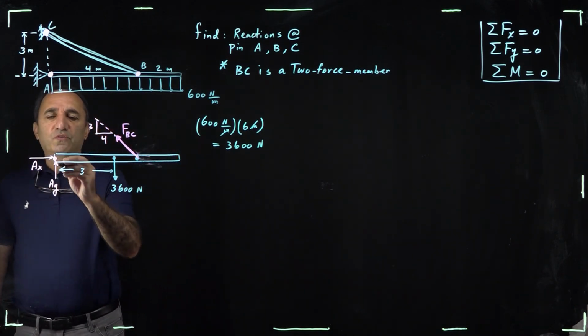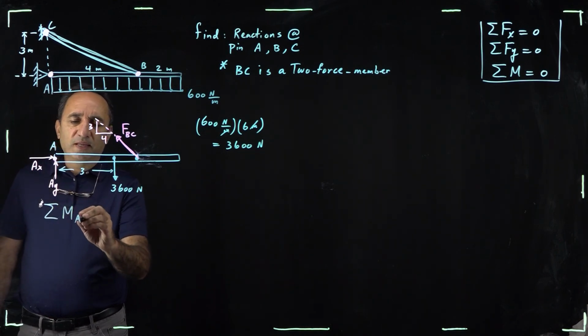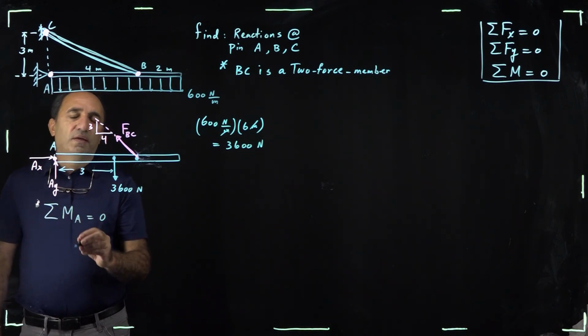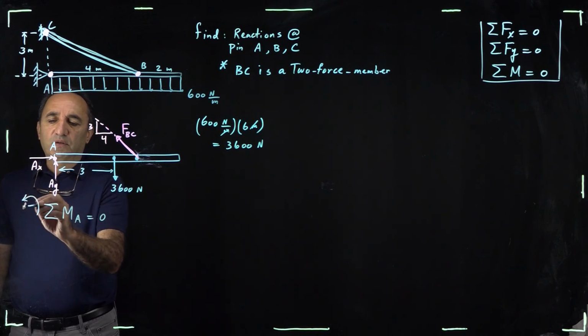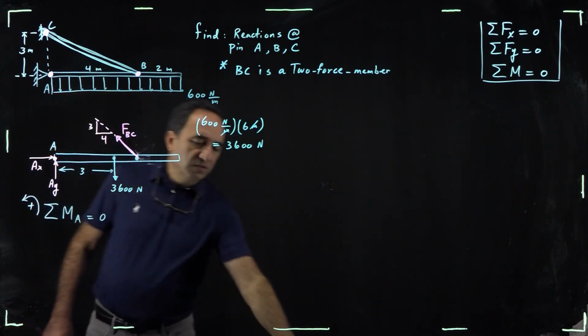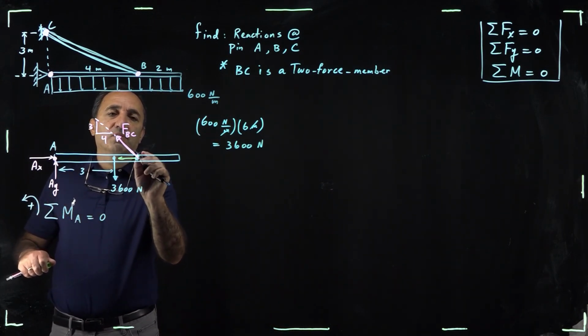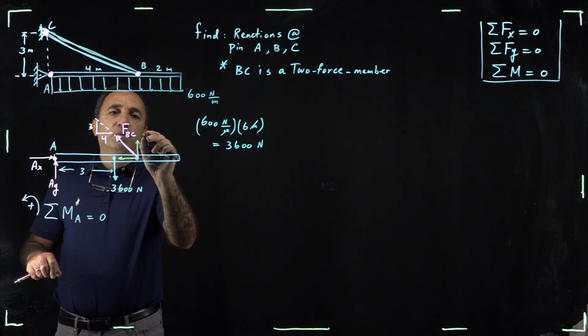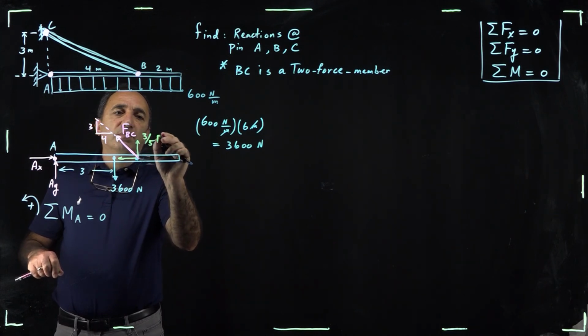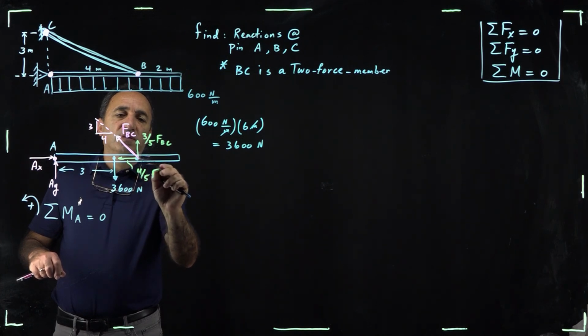Typically what you would do is you would take moment about the pin, and that's what I'm going to do, and that way you can solve for FBC. So I'll take counterclockwise to be positive. So notice that if you break this FBC into two components, right, one like that and one like that, this would be 3/5 of FBC, and this one would be 4/5 of FBC.